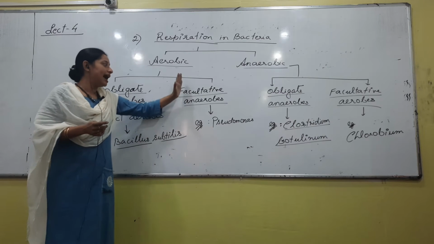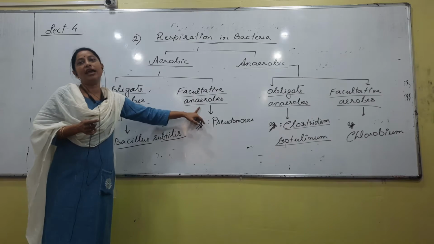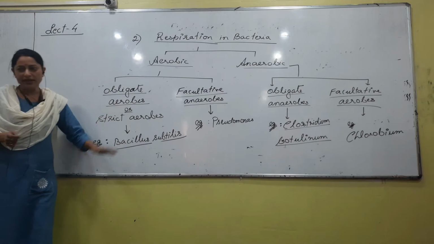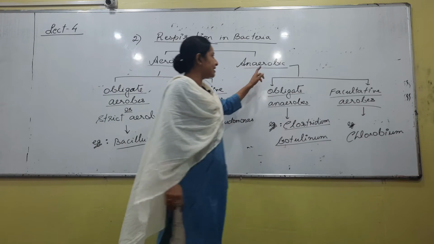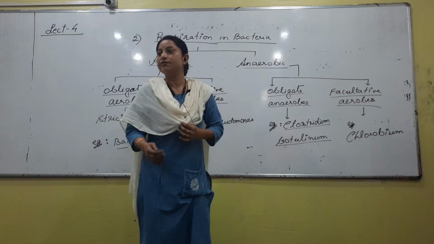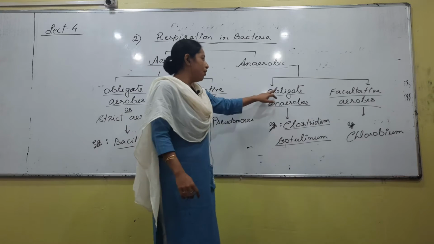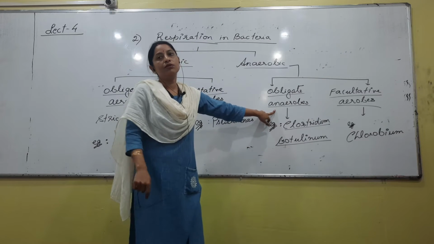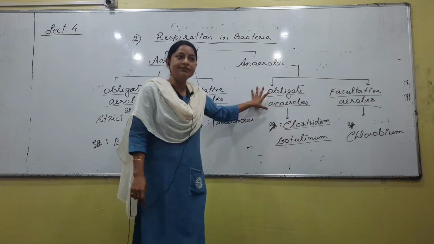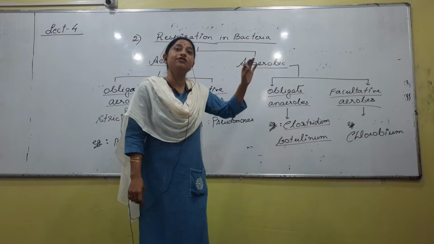What is the question? Identify the example of a facultative anaerobe. Identify the example of an obligate aerobe, right? Next, from this anaerobic group, the group of bacteria that can survive without the presence of oxygen is called anaerobic. Obligate anaerobes. What will be the sentence? Did you understand? This is a group of organisms that will survive purely in absence of oxygen.